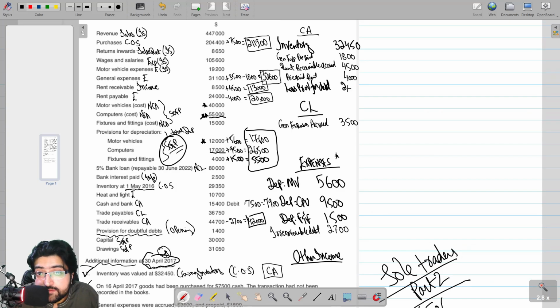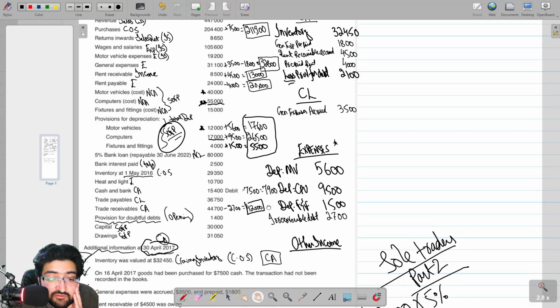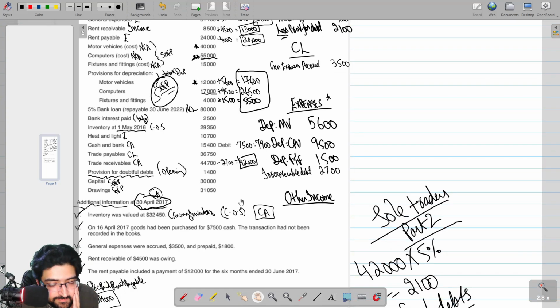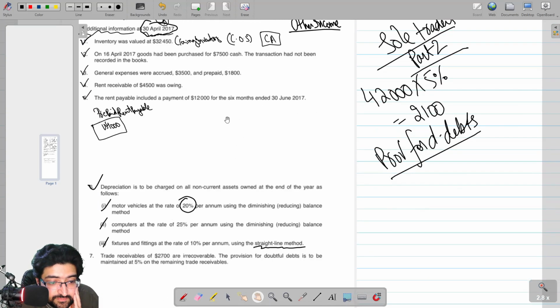Otherwise you might forget. But if you have done this rough work, you will remember to include this in your current assets section. Why is this subtracted from trade receivables? I have told you that. This is the expected amount you're not going to get from your trade receivables. So we have to subtract this to show the fair picture or the true picture in our statements.